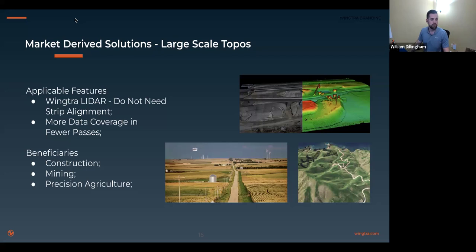This also means that you get to cover more ground and gather more data in a shorter period of time. I think Julian did a great job right at the get-go letting you know that it's like 2 to 3 times better performance from a collection and time-saving perspective. Some of the largest beneficiaries of this are construction, mining, and precision agriculture, where the scale of those projects tends to be larger in nature. And I'll hand it back off to Robbie, who I think is taking it over from here.